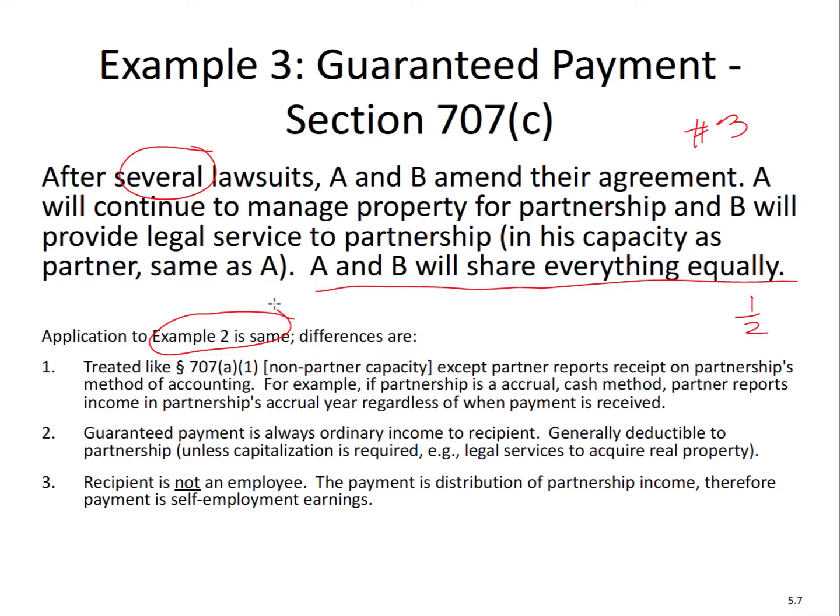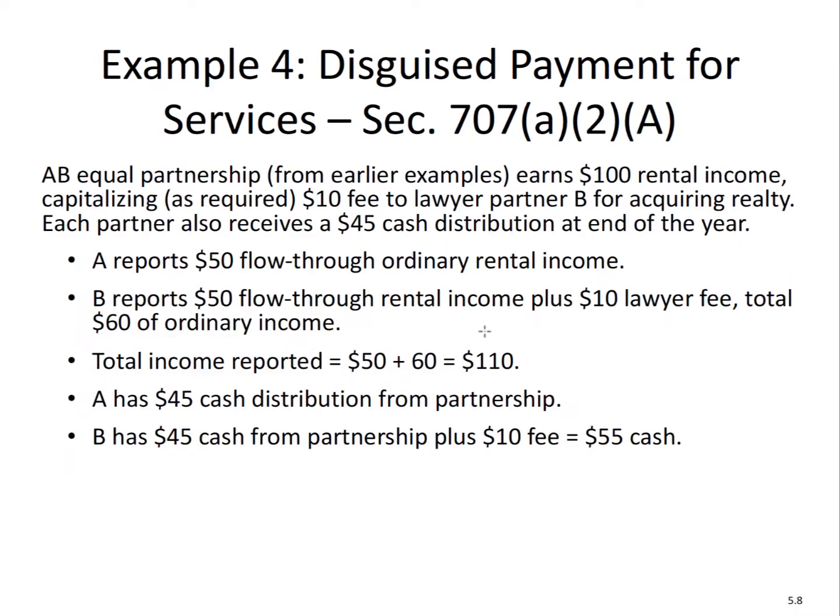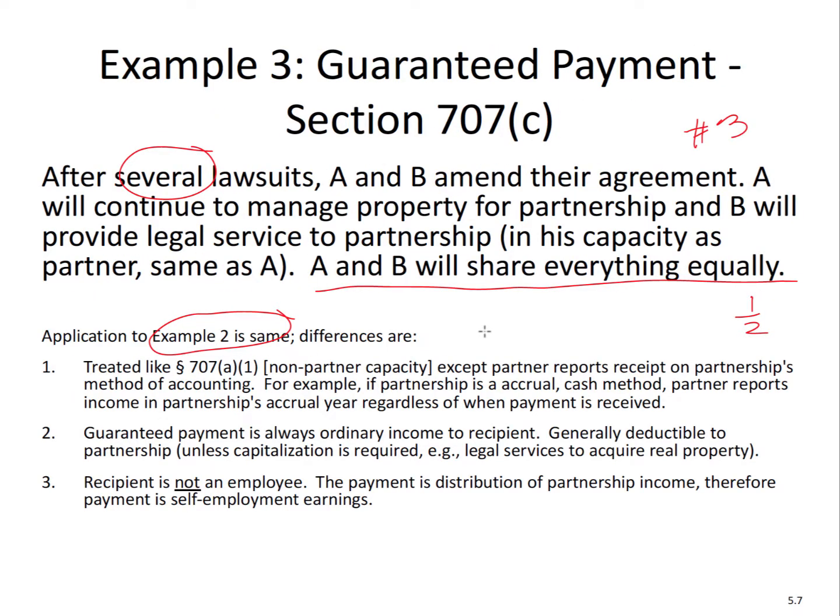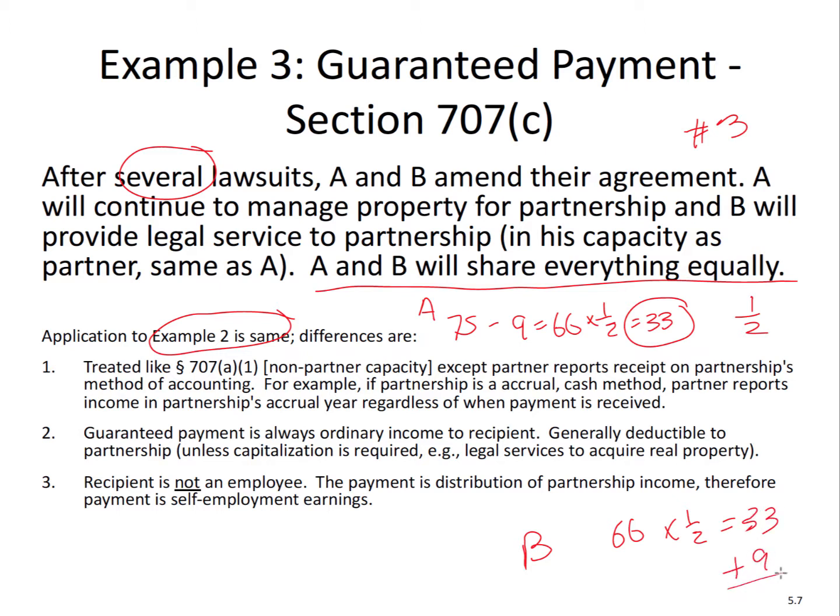Right, so there's 75, right? So A reports 75 minus 9, which is 66. 66 times 1/2 is 33. So A reports $33 of income. B is going to report the 66 times 1/2 equals 33 plus the 9, so 42 of ordinary income.